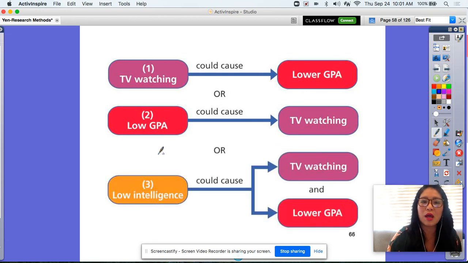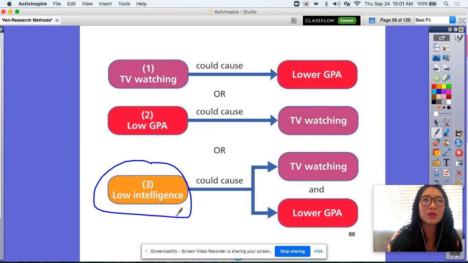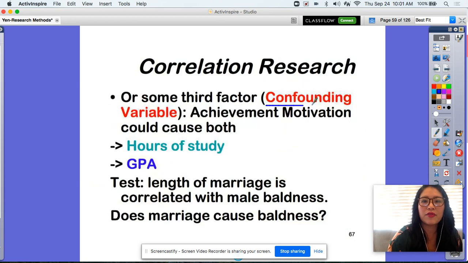Or maybe there's a whole other thing that's contributing to the low GPA. Maybe it's not even TV watching or time spent studying. Maybe it's simply low intelligence, and that's what's correlating with the low GPA and a lot of the TV watching. So this whole third issue is called a confounding variable.